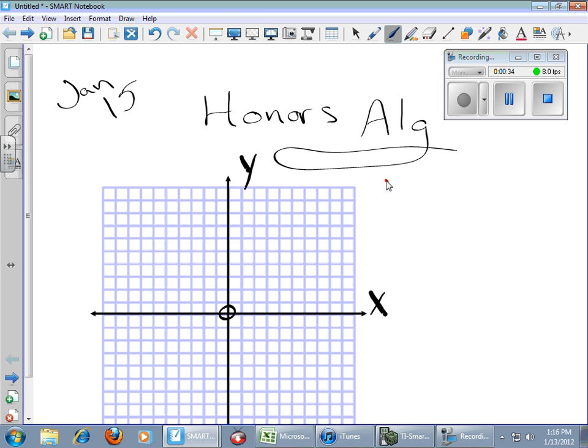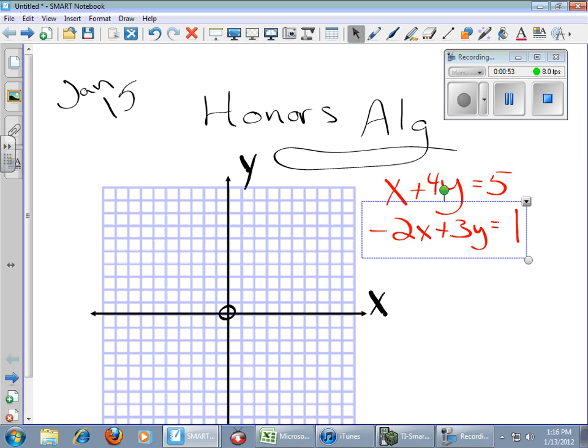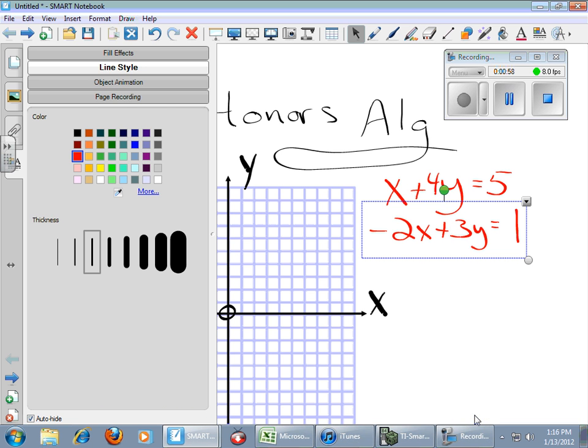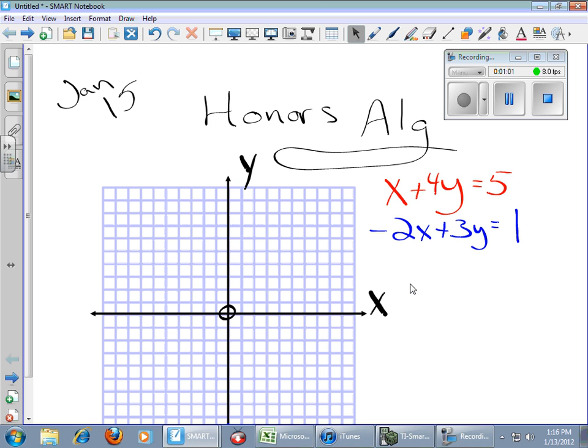I believe it said x plus 4y equals 5, and then negative 2x plus 3y equals 1. Okay, I'm going to change this one to blue so that it looks a little different, so you know which one I'm talking about. There we go. I'll do the red one first. Let me take a look at it.